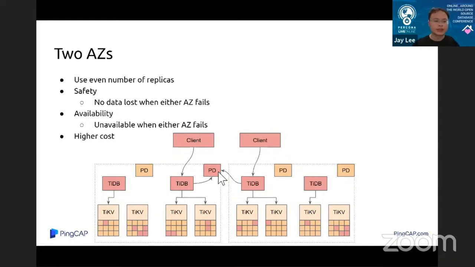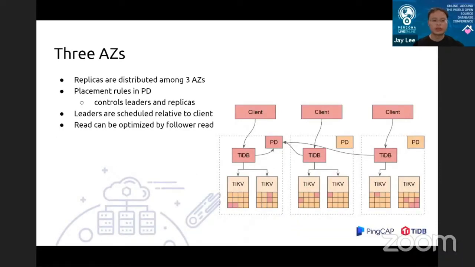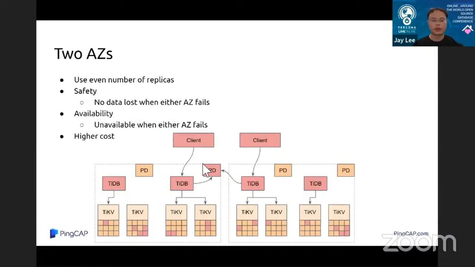When using 4 replicas, all the data majority replicas must exist in both ACs. So either AC down won't lose data. But when either AC is down, the majority is unavailable anymore. So the region is also unavailable. This approach is expensive because back in the 3 ACs deployment, we only need 3 replicas to tolerate one unavailable node. But in 2 ACs, we require 4.